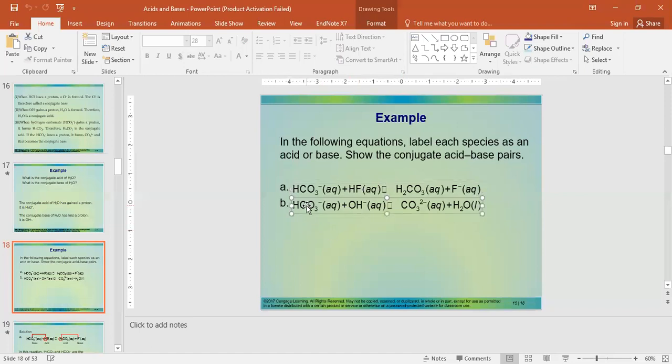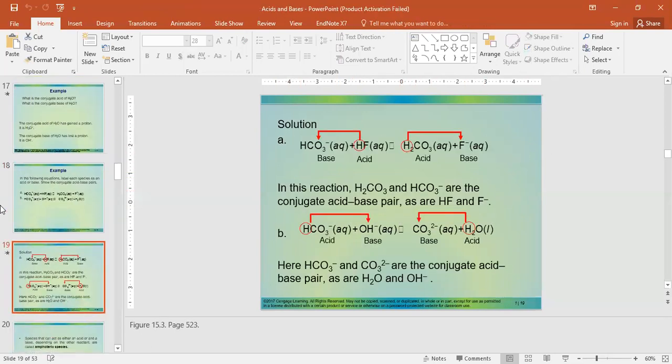Yes. This is an acid, this is a base, and you can look at the conjugate acid-base pairs. The conjugate acid-base pairs are those that differ by one proton. Therefore, in A, you have hydrogen carbonate and carbonic acid. These are conjugate acid-base pairs. Now, hydrofluoric acid and the fluoride ion also differ by one proton. Actually, that is explained in the slide that follows.